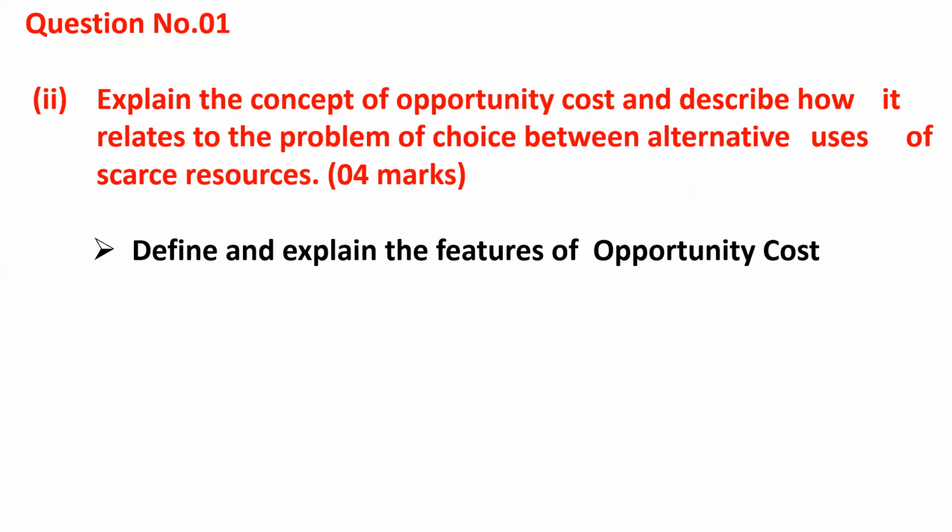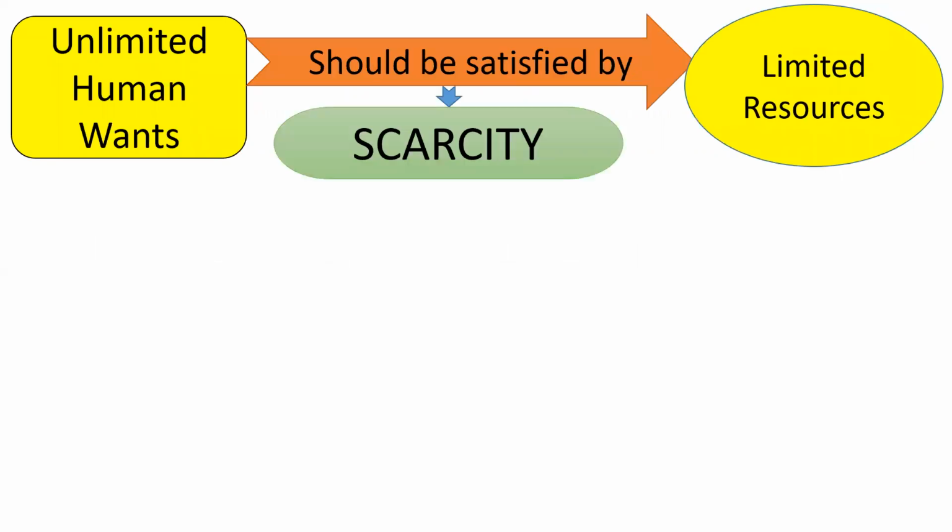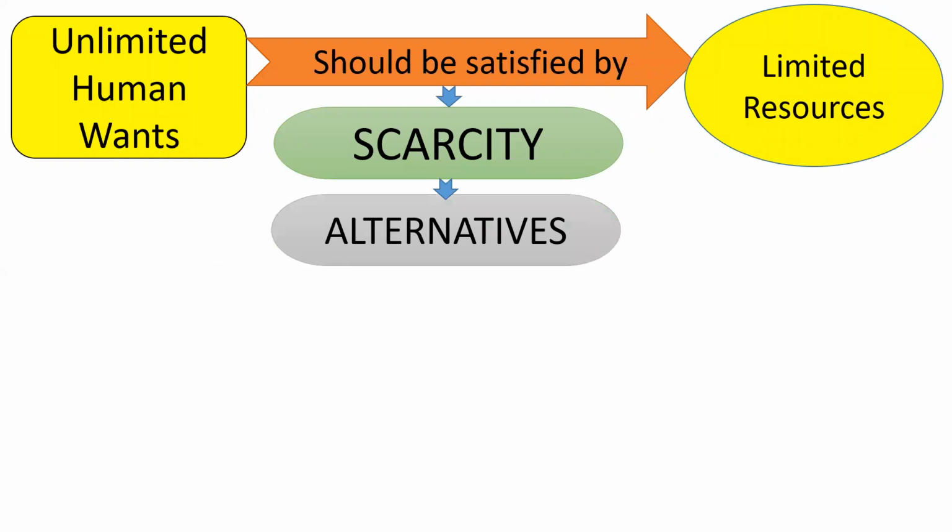And then you have to go to the second part of the question, how it relates to the problem of choice. So these are very common questions that come in our paper. Really, this question focuses on scarcity. And it is connected with opportunity cost. But the underlying concept is scarcity. So you have to explain starting from scarcity to go to opportunity cost. Define the scarcity.